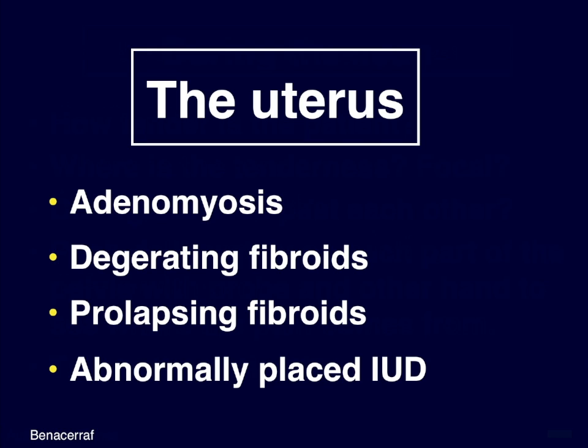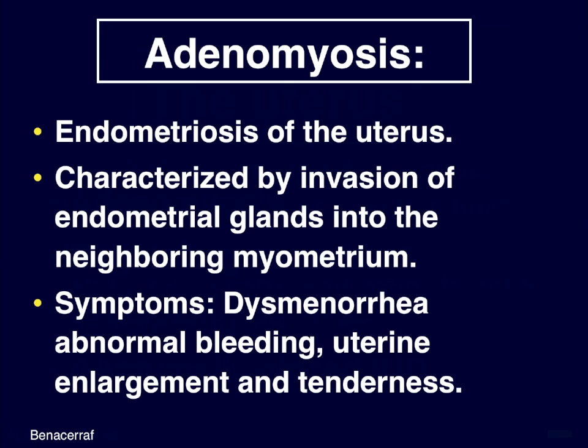Adenomyosis, a degenerating fibroid, and prolapsing fibroids, of course, and abnormally placed IUDs. So let's start with adenomyosis. It's considered a type of endometriosis of the uterus in that it's characterized by invasion of the endometrial glands into the neighboring myometrium, causing a blurring of the junctional zone. The symptoms are dysmenorrhea, abnormal bleeding, uterine enlargement, and tenderness.